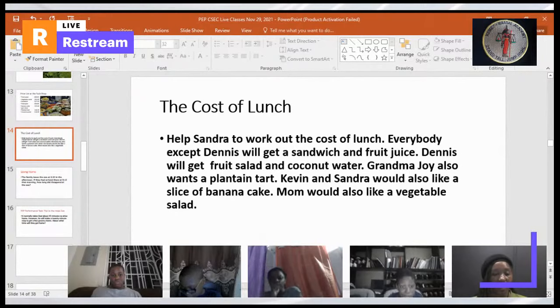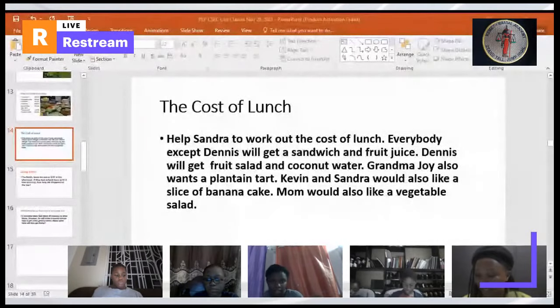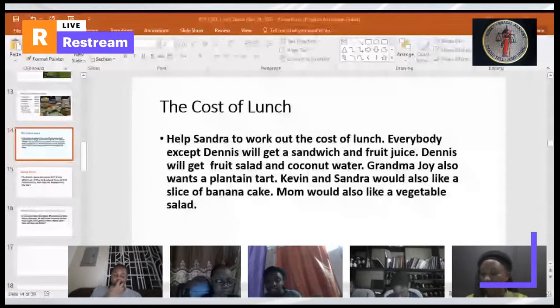All right, so work out the cost of lunch for everybody. Is lunch in Jamaica that expensive? I was taking time with the prices. These prices are low, much lower than they actually are. My scholars should tell you. They are low.